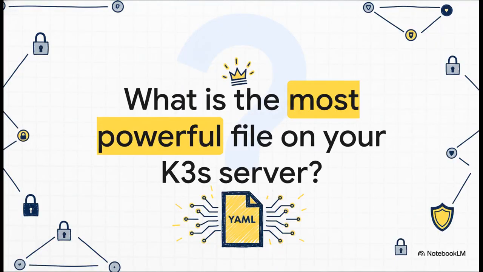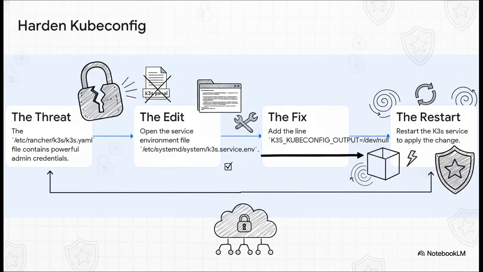This is a fun one. What do you think is the single most powerful file on your whole server? It's not the main K3s program itself. No, it's actually a simple little YAML file, a text file that gives you complete, godlike administrative control over everything. And by default, it's just sitting there. But check this out. With literally one line of configuration and a quick service restart, we can tell K3s to just not write that file anymore, ever. It's such a simple, elegant fix that makes those super powerful credentials disappear from the file system, and that just shrinks our attack surface dramatically.